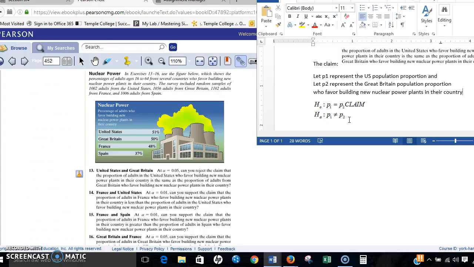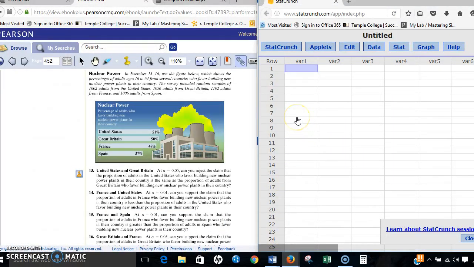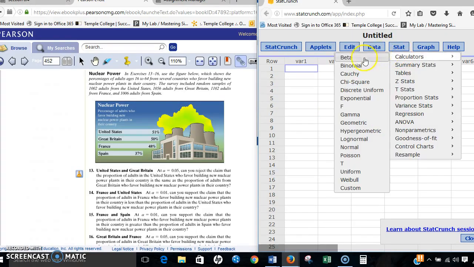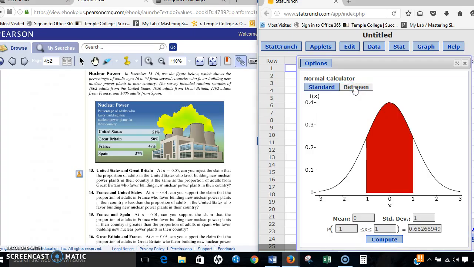Now, the next thing that we normally look for are critical values. So I need to open StatCrunch so that we can find critical values. Now remember, critical values are using a calculator. So we go to Stat, we use the normal calculator. Now remember that when it's a not equal, that is two-tailed. So I have to use the between function on the normal calculator.